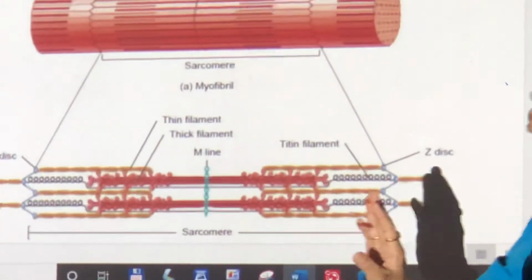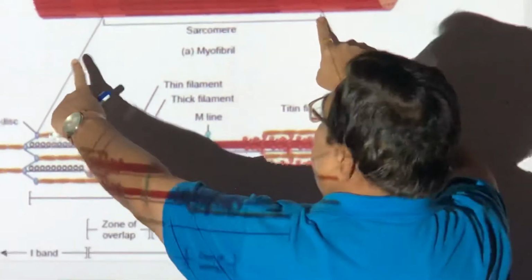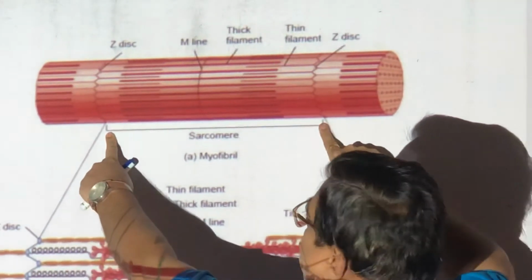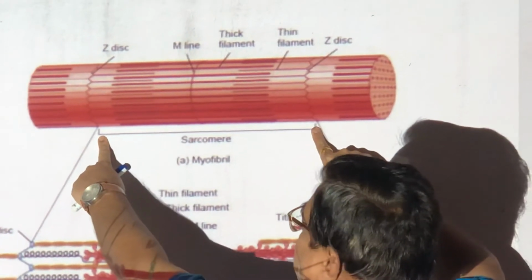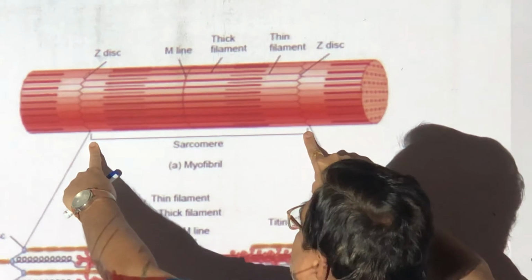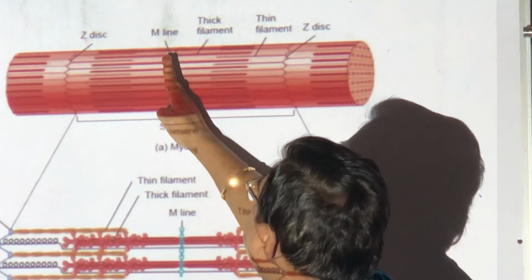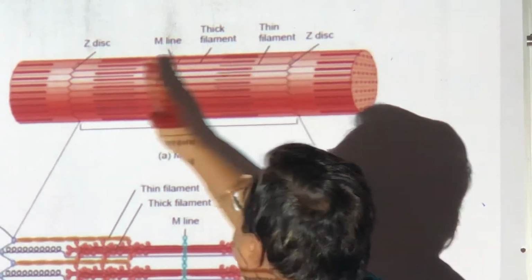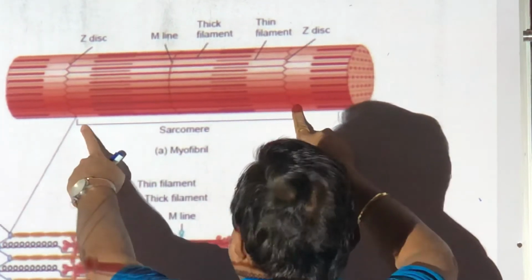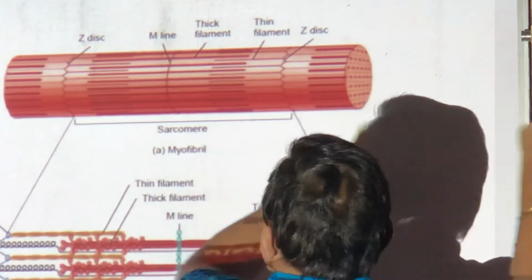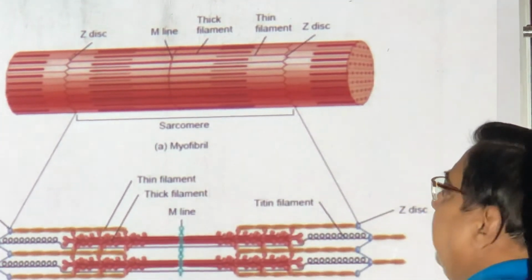Now, how does one unit look? Between 2 Z-lines is a sarcomere. Sarcomere is the structural and functional unit of a muscle. Okay, please have a look. So, middle M-line, Z-line, 2 neighbors, between 2 Z-lines, sarcomere. If I keep repeating this, I will get a complete myofibril.